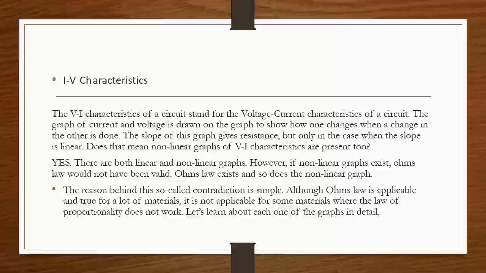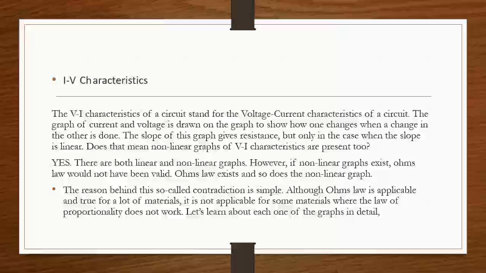The slope of the graph gives resistance, but only in the case when the graph is linear. Does this mean that non-linear graphs of VI characteristics are present too? Yes, both linear and non-linear characteristics of these graphs exist. Otherwise Ohm's law would not have been valid. Ohm's law exists and so does the non-linear graph.